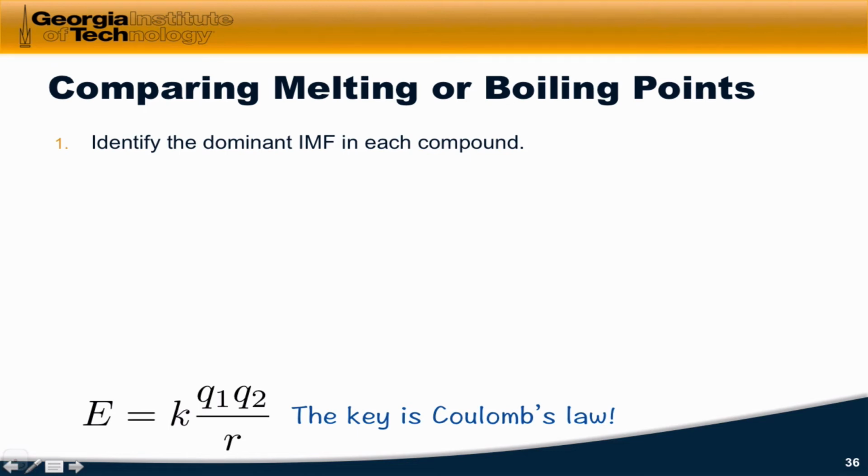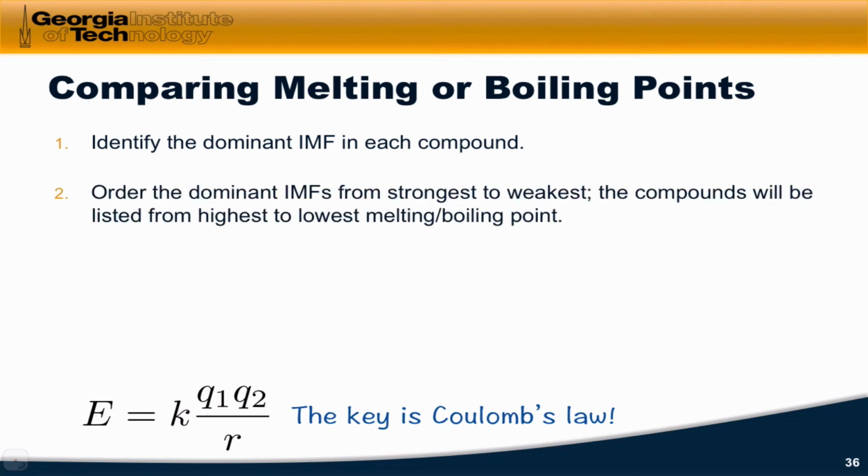Step one is to identify the dominant intermolecular force in the compounds you are comparing. Let's say you're comparing a pair of compounds. You've got to identify the strongest intermolecular force within each compound. With those in hand, then you order the two dominant IMFs, say there are only two, from strongest to weakest, which is stronger and which is weaker. Because the phase transition temperature is directly related to the strength of intermolecular forces, when you order the dominant IMFs from strongest to weakest, you've already ordered the compounds from highest to lowest melting point or highest to lowest boiling point. Pretty straightforward two-step process.